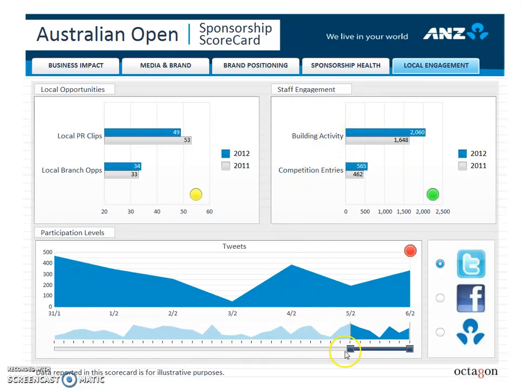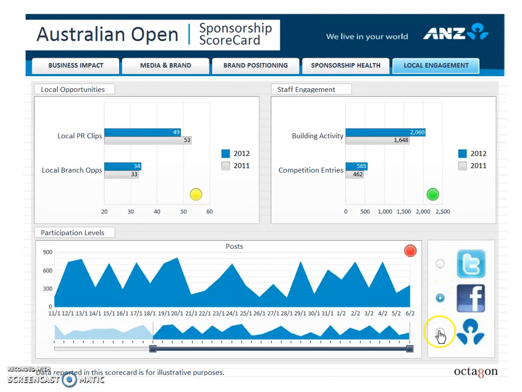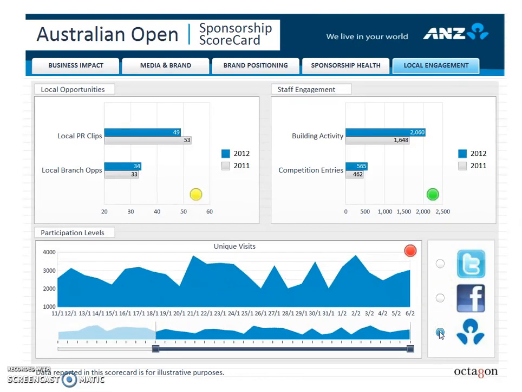And then finally, we can also track over various periods of time throughout the event, traffic to the bank's Twitter page, traffic to their Facebook page, and traffic specifically to the tennis section of their website.